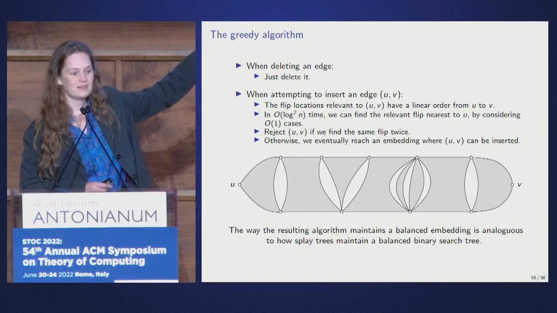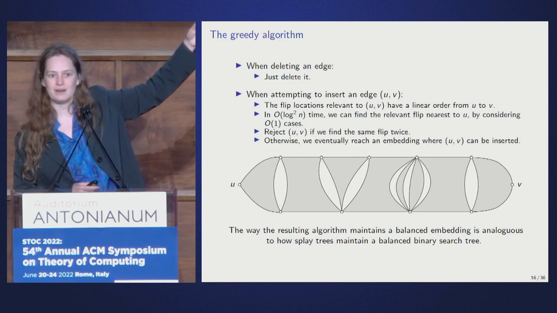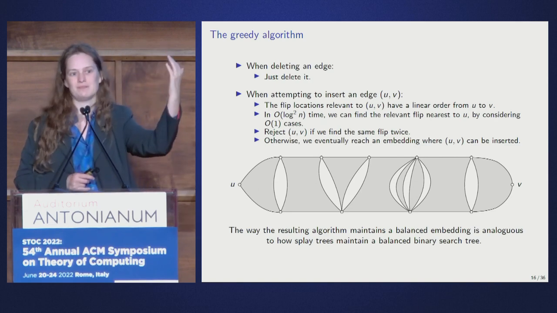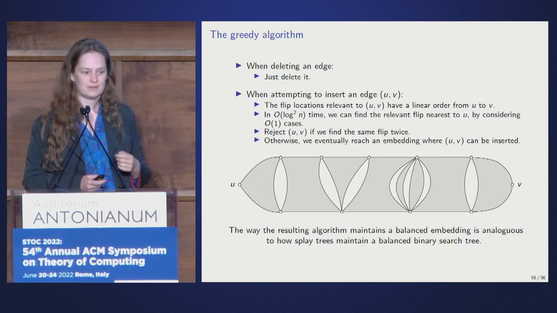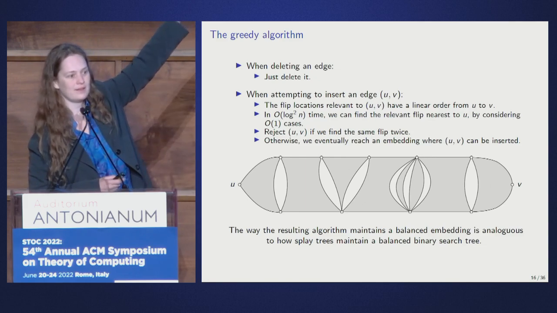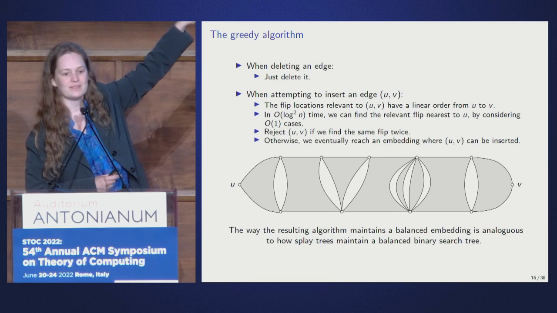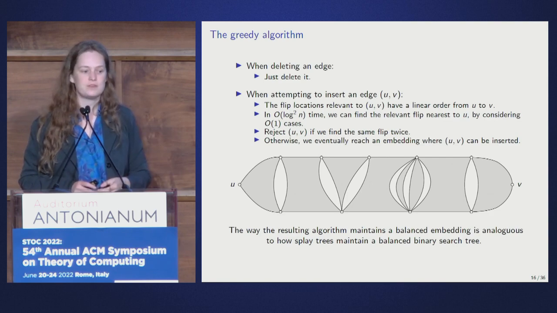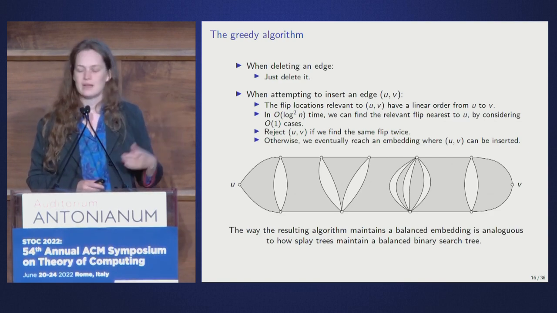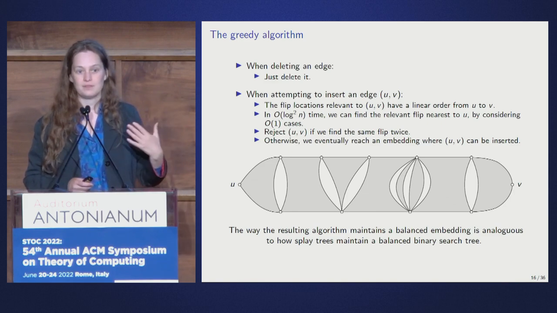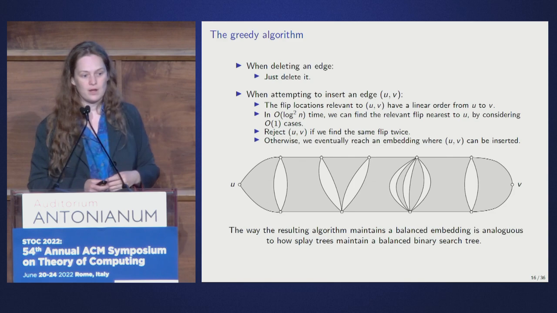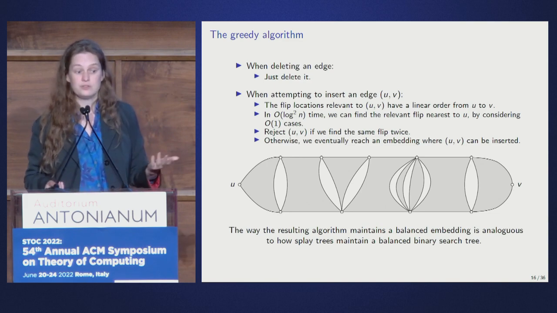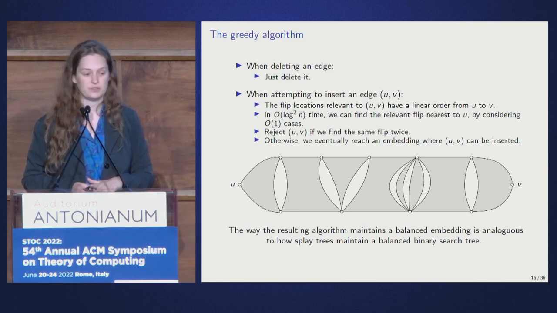And then you find, now here, no flips are necessary. But whenever you look at a separation pair, you could imagine in your head that it had been drawn in the wrong one of the two ways. Right? So you find these flips. You flip subsets that are nested by inclusion along the way. And if you're stuck, then we show that you will indeed find the same flip two times, and then we can reject the edge, that is, if the resulting graph is not planar. Otherwise, we find each of these flips in log squared n time, one by one. And eventually, we will reach an embedding where the edge can be inserted.